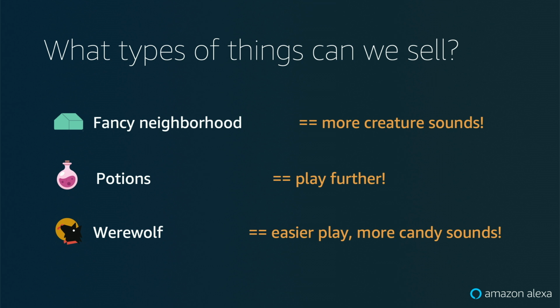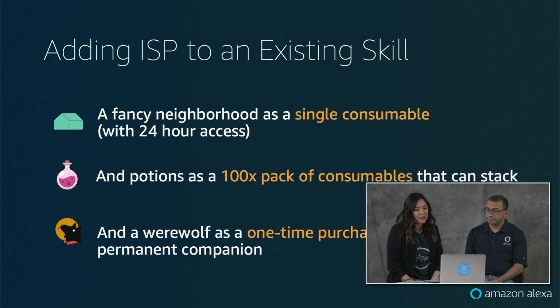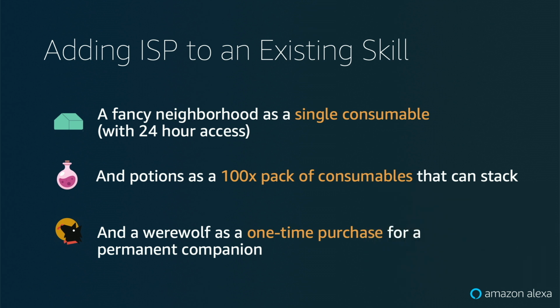So we thought of all of these ideas, and then we had to map them to our actual ISPs. So we thought about that fancy neighborhood. That could be fun done as a limited time pass. So we thought a single consumable gated by time, like let's say 24 hours, could be an interesting way to sell that one. And potions, since that's something that the users could use over and over again or stack, we thought consumables would be a great way to sell those. And then lastly, the werewolf companion as a one-time purchase. So you purchase it once, he's always your companion, and it changes and elevates the gameplay for you.